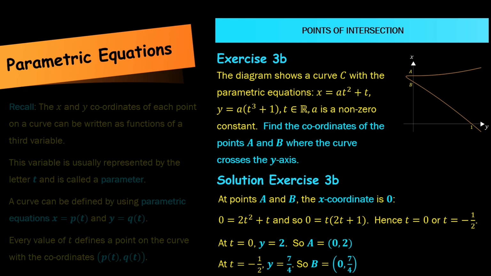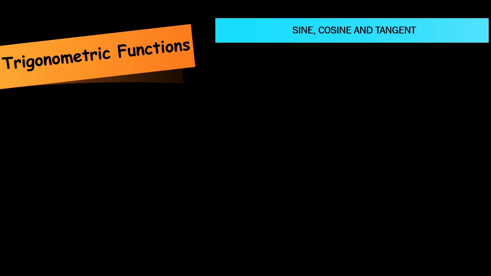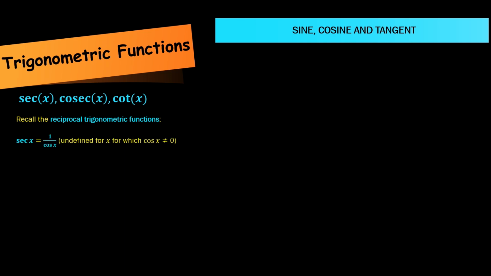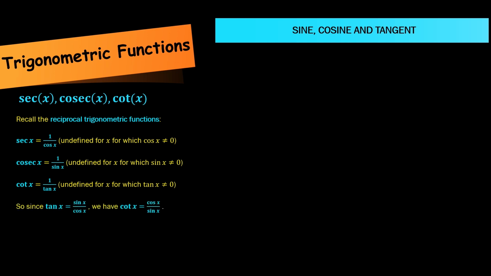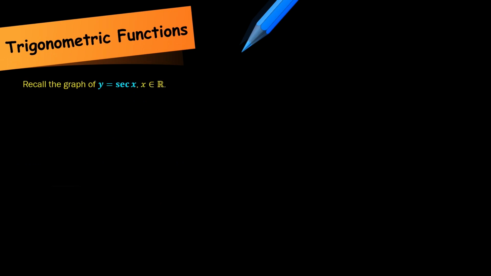Before moving on to the next exercise, let's remind ourselves of some theory. Recall the reciprocal trigonometric functions. Sec equals 1 over cos, cosec equals 1 over sine, and cot equals 1 over tan. Since tan equals sine over cos, we have that cot equals cos over sine. Let's remind ourselves of the graph of y equals sec x for x in the real numbers. This will look something like this.